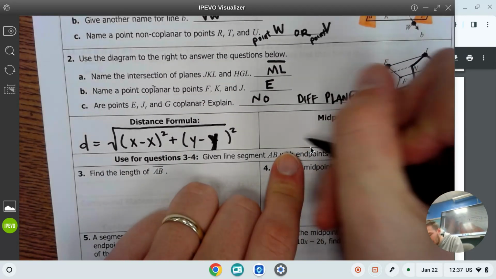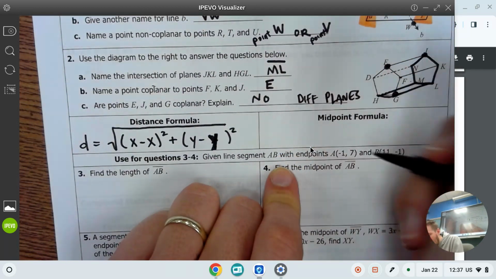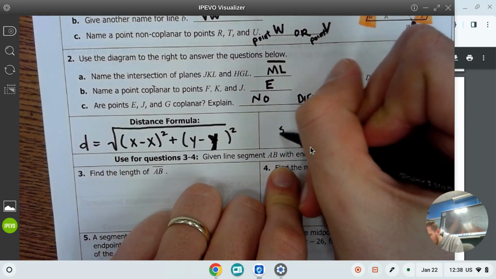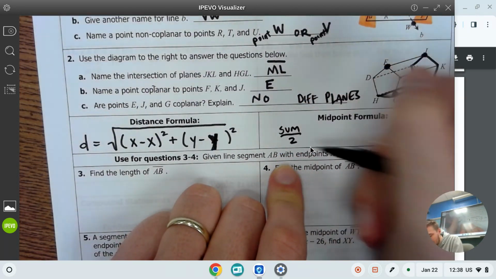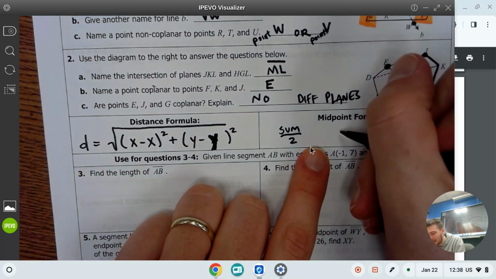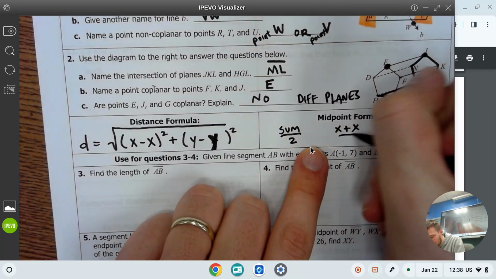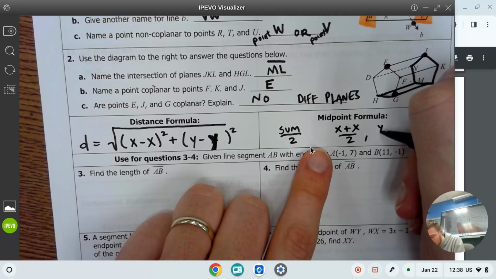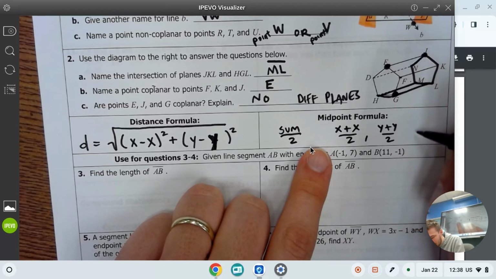Midpoint formula is the midpoint. Add them up, divide by 2, right? You might see it written like this. Sum divided by 2. X plus x divided by 2, y plus y divided by 2.